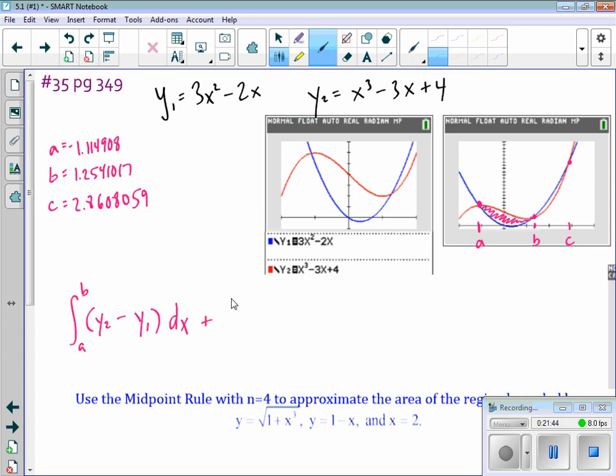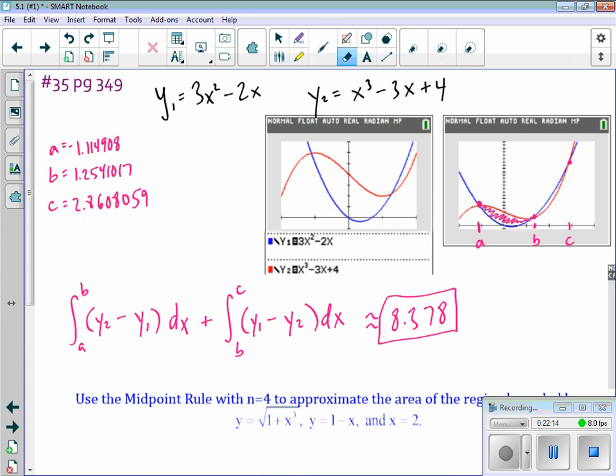And then plus, and then we're going from B to C, which we have here. And y1's on top now. And then y2's on the bottom. And then if you had to evaluate it, you sure could. We would get 8.378 if you want to have that on your paper, but I'm not going to make you type it in your calculator. Okay, if you were able to use absolute values, then you could just do the absolute value from A to C, and you can put whichever function on top and whichever function on bottom.